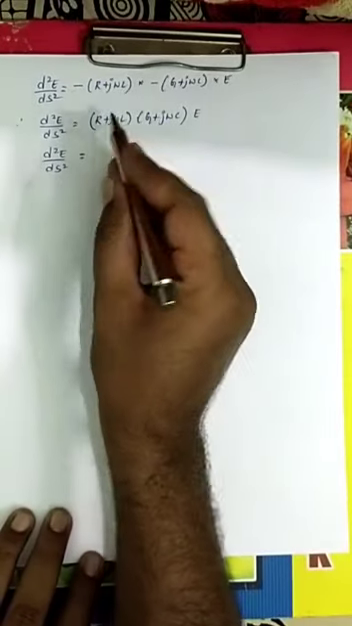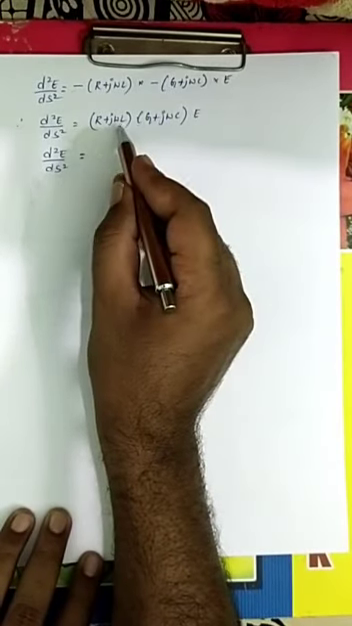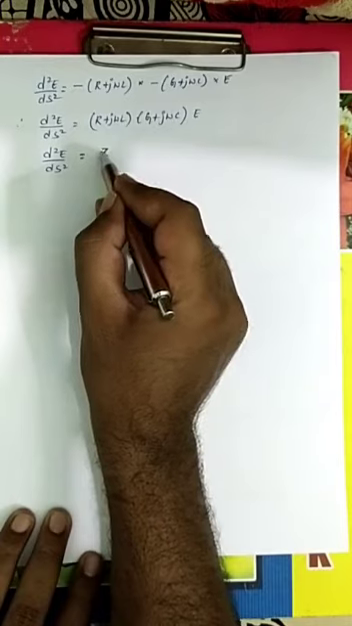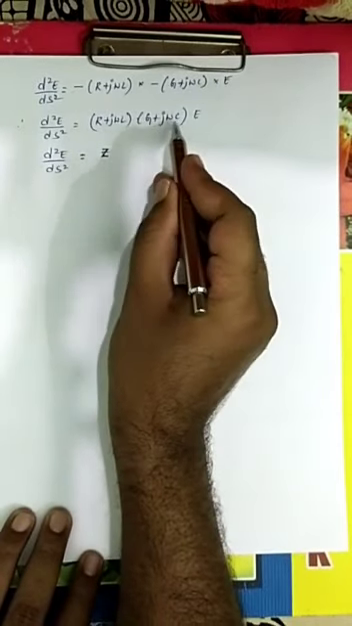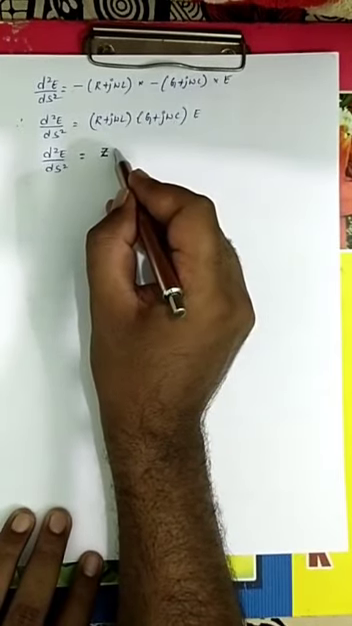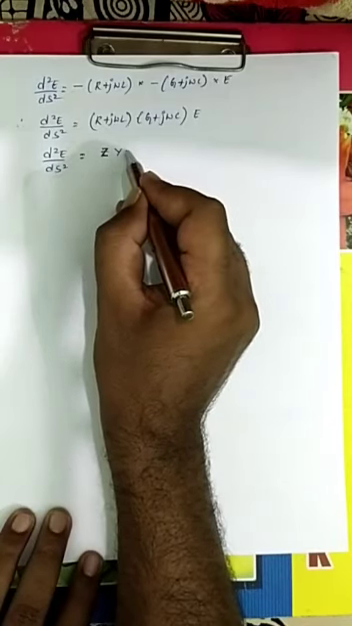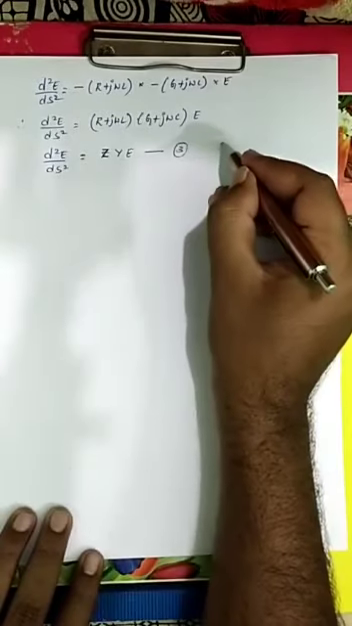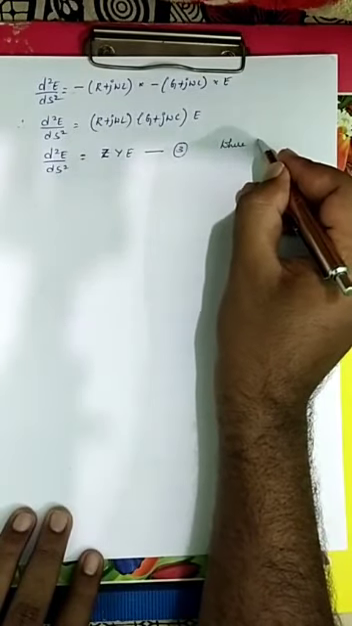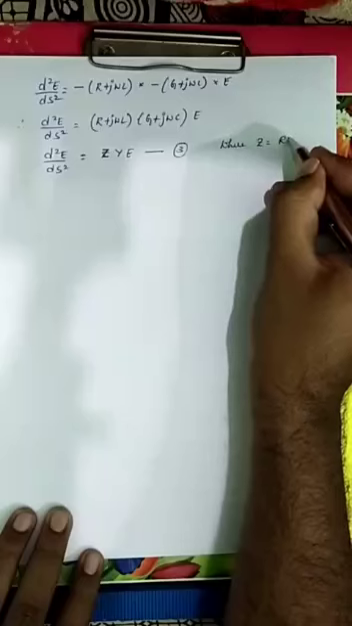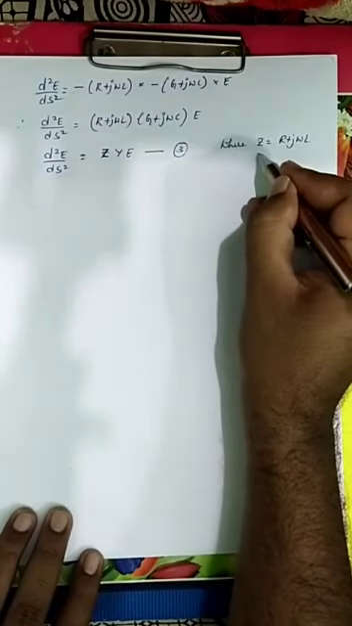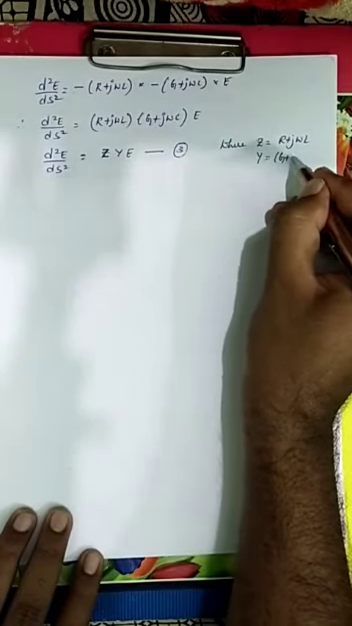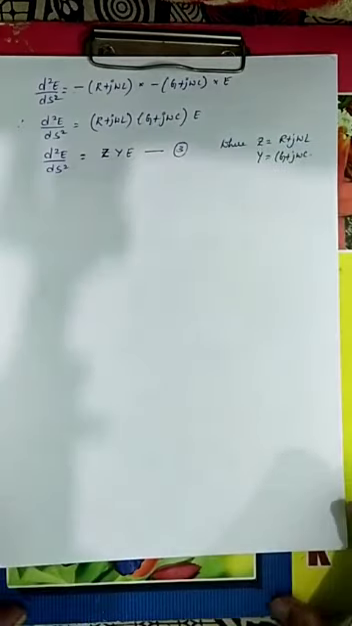As we know, R plus j omega L is the series impedance and it is denoted by Z, and G plus j omega C is the shunt admittance and it is denoted by Y. So d square E by ds square is equal to Z Y into E. Let us say this is equation number 3, where the series impedance is equal to R plus j omega L and the shunt admittance is equal to G plus j omega C.